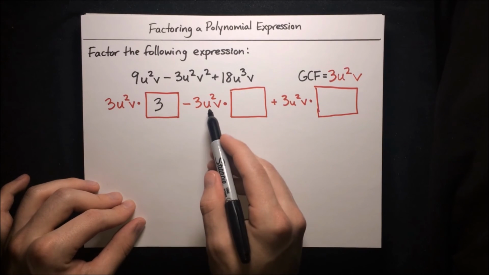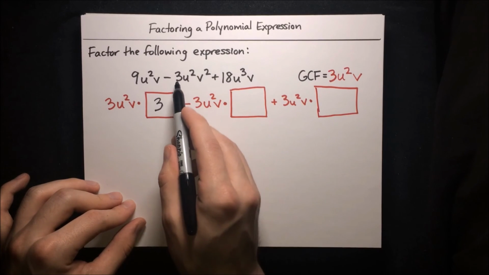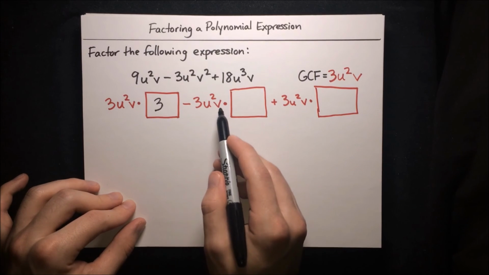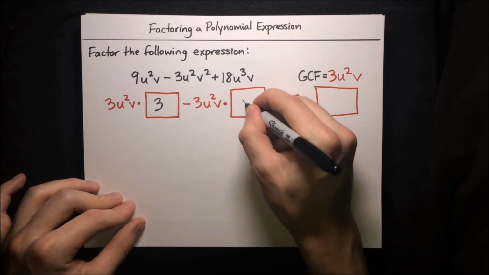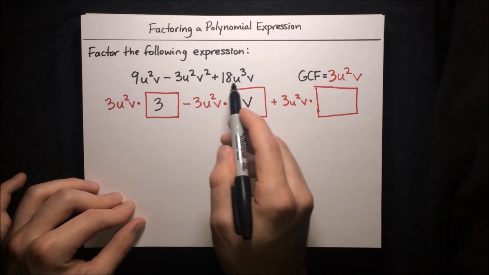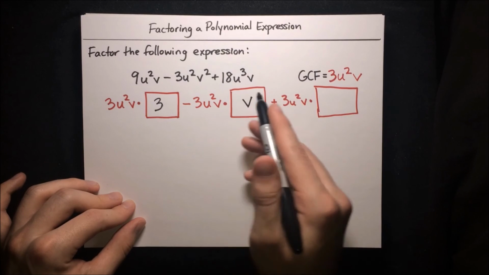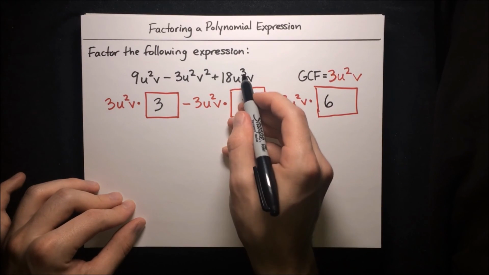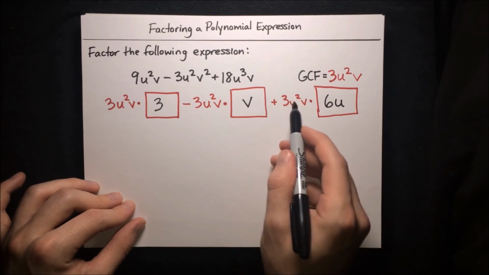Next up, 3u squared v times what makes 3u squared v squared? Well, we've already got our 3, we've already got u squared, we need v squared, and we only have v. So what do we multiply v by to get to v squared? It's just v. And then lastly, 3u squared v times what makes 18u cubed v? First of all, 3 times what makes 18? Well, that's just 6. And then u squared times what makes u cubed? Well, that's just u. And then v, we've already got our v here.